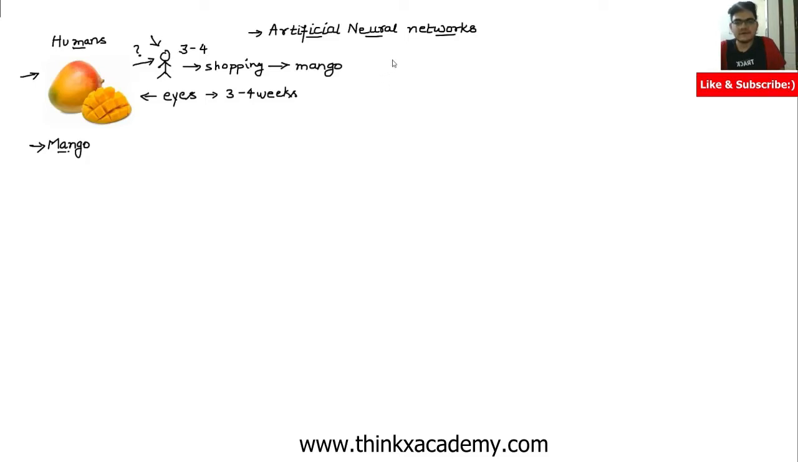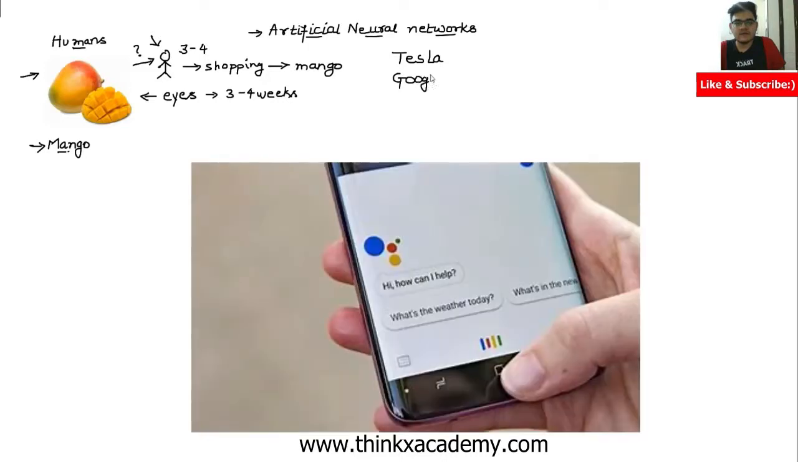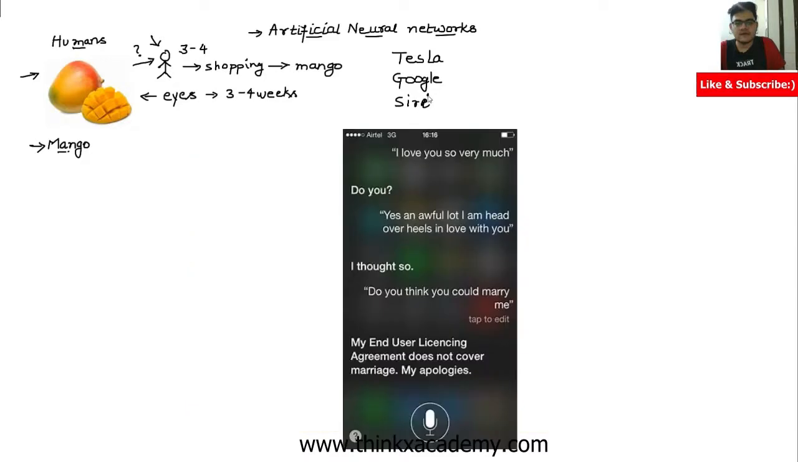So you can see that there are different industries which actually use neural networks. For example, let's take an example of Tesla, or let's say Google. We all have used Google or Siri to give voice commands to them, and you can see how fascinating it is that they can actually process our voice and give answers related to that.